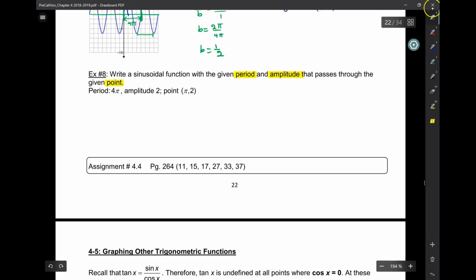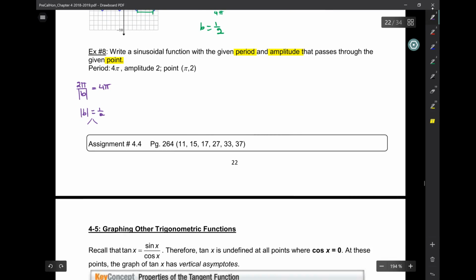Okay, so let's first deal with the period. 2 pi over b is equal to 4 pi. Now, in actuality, it's 2 pi over the absolute value of b, right? In the first case, we knew the orientation, so we didn't have to deal with absolute values. But here, the absolute value of b is equal to 1/2 when we solve for b. This means b could either be negative 1/2 or positive 1/2.